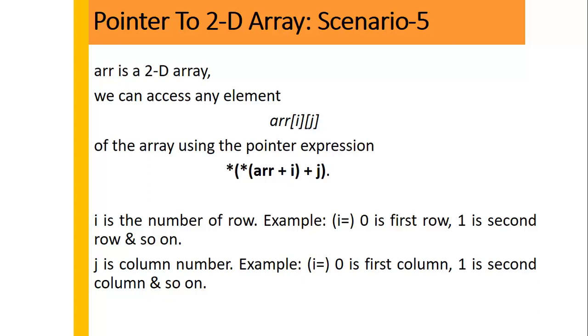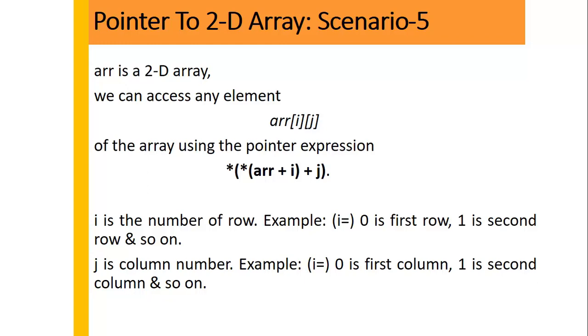ARR is the 2D array. We can access any element as we usually do, as we have done in case of 2D arrays and also in case of matrices: ARR[I][J]. I is the number of row and J is the number of column, right? We can also do it by using the pointer. ARR is a pointer. Till now I think this should be clear that ARR is still an address. So we can also refer to it in the form of pointers.